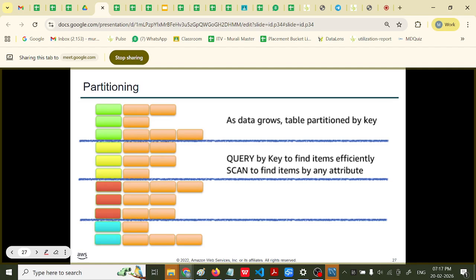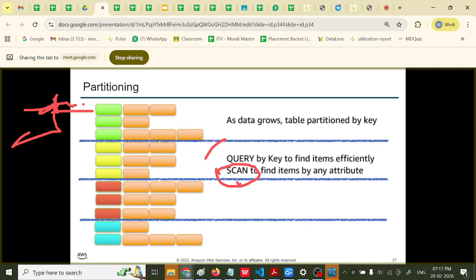Now, as we mentioned, SQL, that is RDS, will have only one type of query. You type the name, and then you will be able to retrieve the answer. That is one type. But in NoSQL, we have one more option called the scan option.